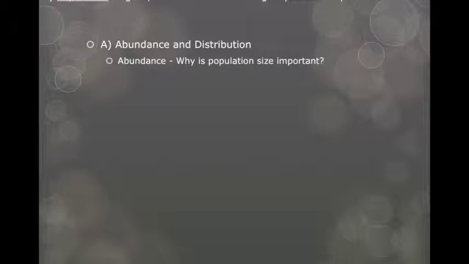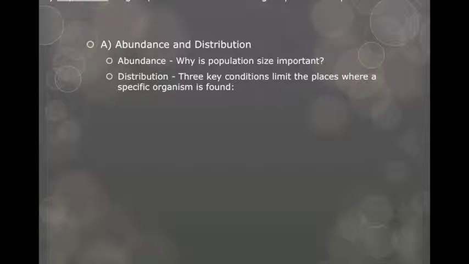And why is that important? You might recall when we talked about carrying capacity earlier in the semester that the number of individuals that can inhabit a certain area is directly related to the amount of resources available to support that population size. This is why abundance is important. And then distribution. Where are these populations located? Are they located in just North America, in just New England, or are they located in different places worldwide?